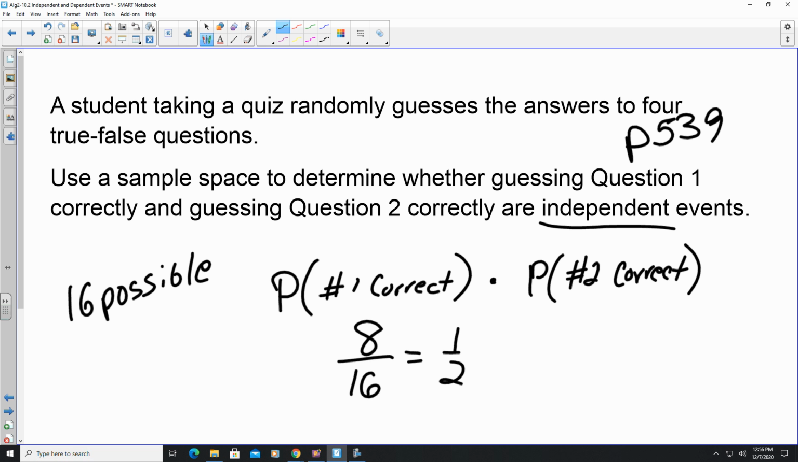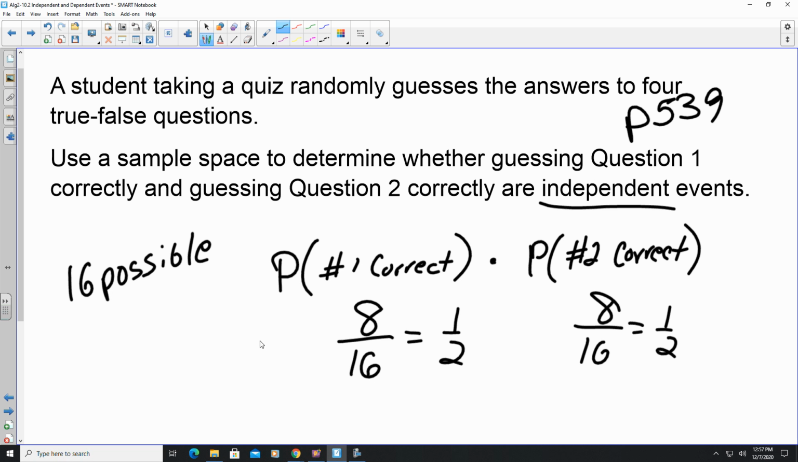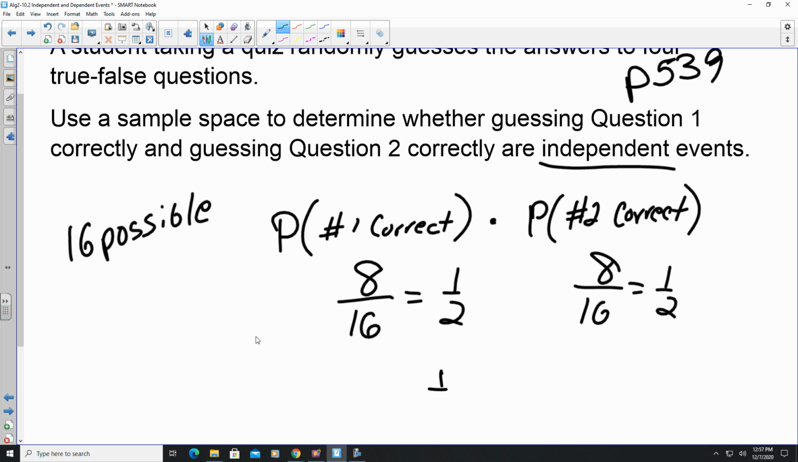If you looked at getting number 2 right, anytime there was a C on question 2, there was also an 8 out of 16 chance, which ended up being 1/2. So the probability of you guessing questions 1 and 2 correctly is going to be 1/2 times 1/2, which is 1/4, or about 25%.